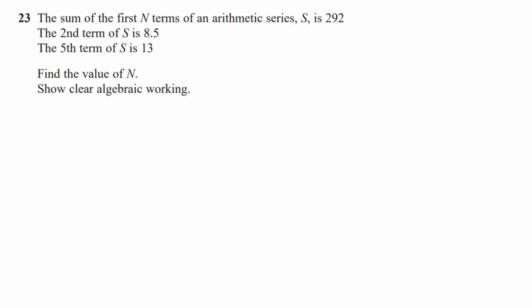Alright, question 23. So the sum of the first n terms of an arithmetic series S is 292. The second term of S is 8.5, and the fifth term of S is 13. Find the value of n. Cool.